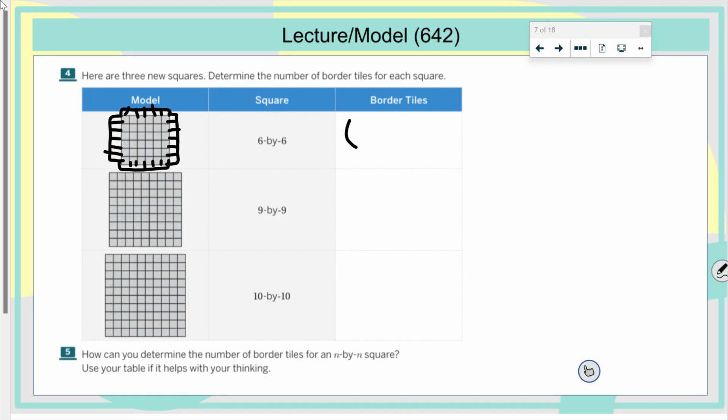So let's write 6 times 4, because there are 4 groups of 6. And then there's going to be 1 on each corner. I'm going to switch to red. So 6 times 4, and then add the 4 red. Let's apply that now to the 9x9 square. We have 4 groups of 9, because there are 9 tiles on each of the 4 sides, but then we have to add in the 4 extra corner tiles.